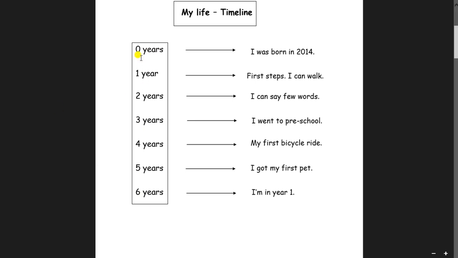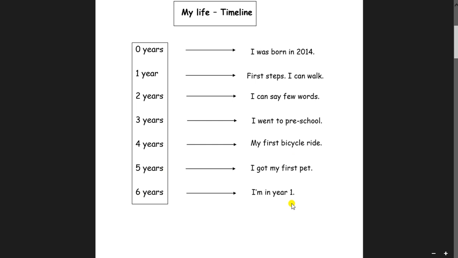0 years, I was born. 1 year. I made my first steps. I can walk. 2 years. I can say a few words. 3 years. I went to preschool, to pre-K. 4 years. My first bicycle ride. 5 years. I got my first pet. 6 years. I'm in year 1.